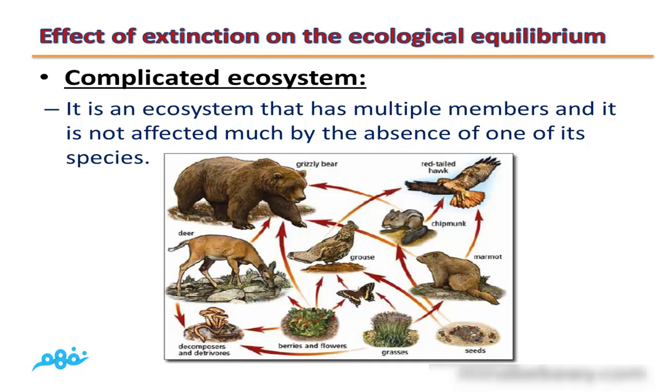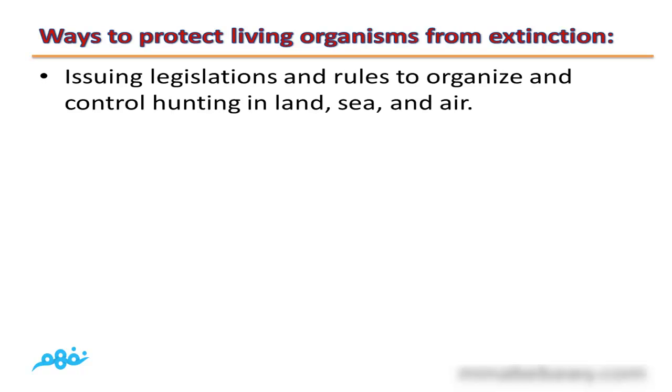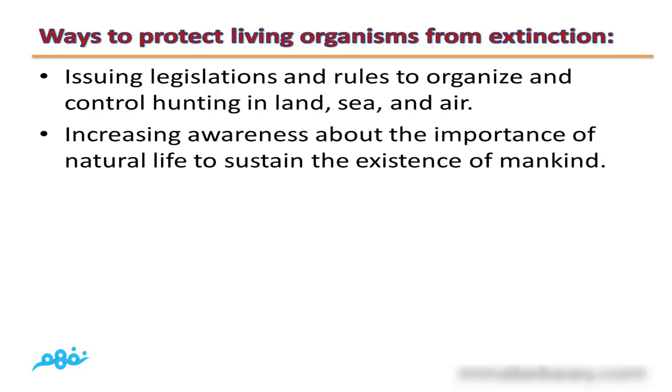Complicated ecosystem: it is an ecosystem that has multiple members and is not affected much by the absence of one of its species. Ways to protect living organisms from extinction. Number 1, issuing legalizations and rules to organize and control hunting in land, sea, and air. Number 2, increasing awareness about the importance of natural life to sustain the existence of mankind.